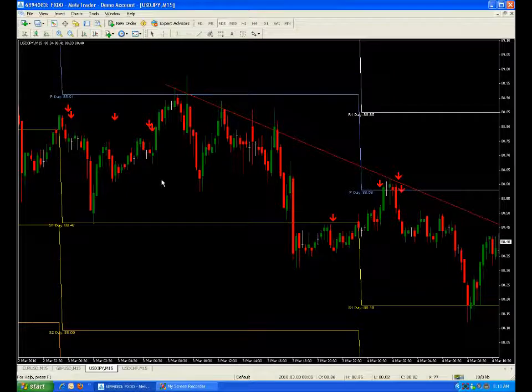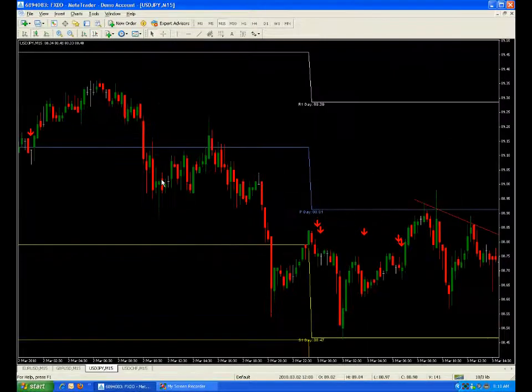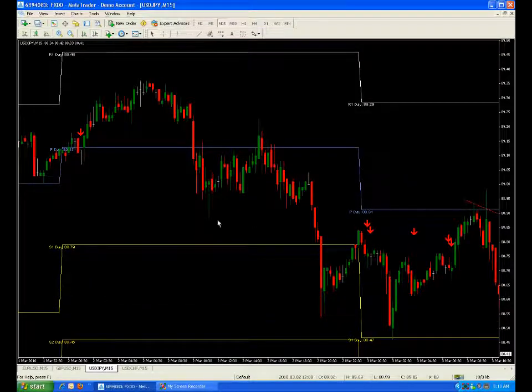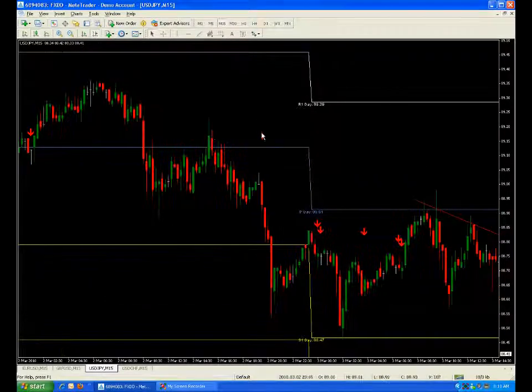And let's take a look at the previous day. Again, not as much. You can see it finds support at the pivot, never makes it to R1. Comes down, never finds support here, hesitates there.